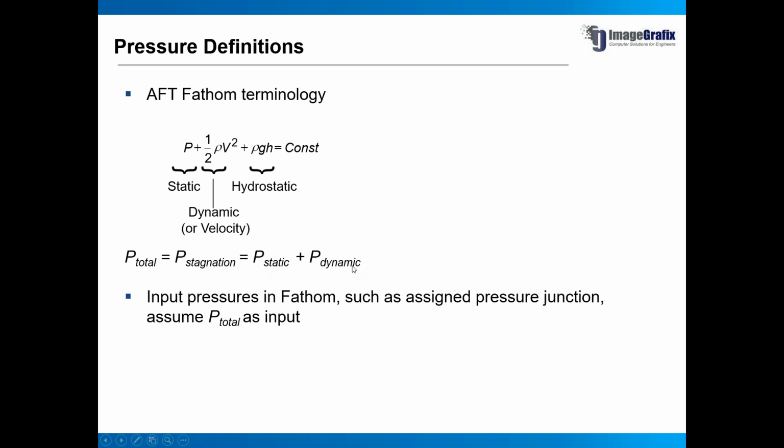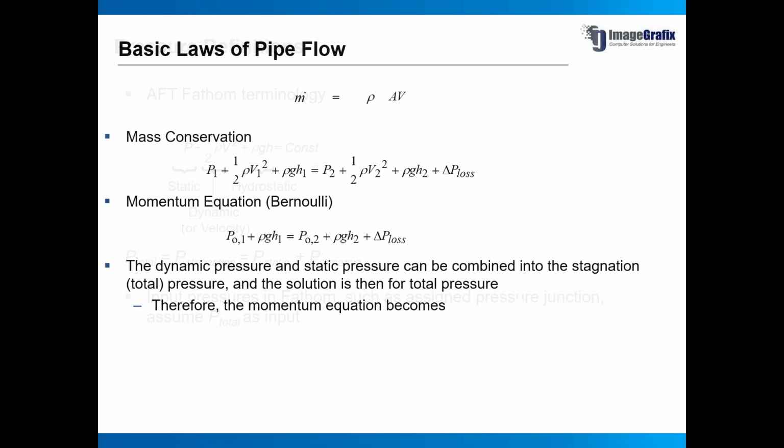So the next time you are working on AFT Fathom, if you would like to view the total pressure, just view the stagnation pressure in the output report. The basic formula for pipe flow, m equals rho A v, is the mass conservation equation, which is then put into the Bernoulli equation, so the total formula then begins. The dynamic pressure and the static pressure can be combined into stagnation or the total pressure, and the solution is then represented as the total pressure in the output of Fathom.